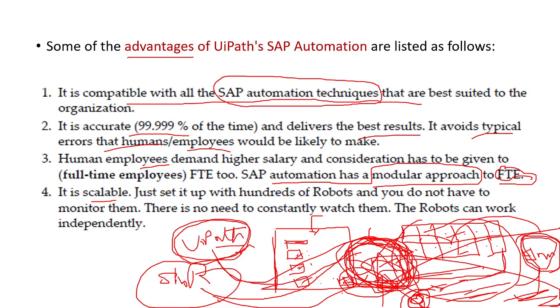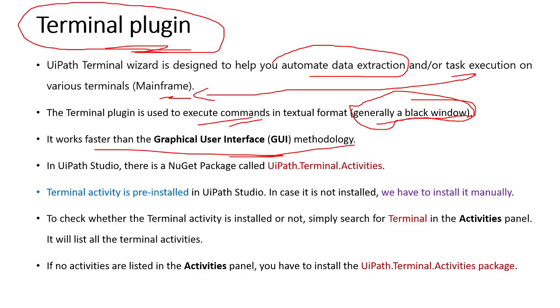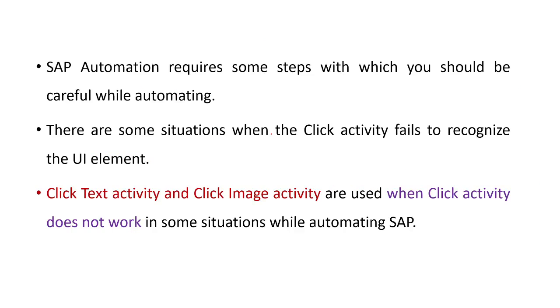I hope through this video we learned two plugins. One is the terminal plugin, which helps us to extract data automatically or to execute tasks on the terminals, and then we shall learn something about SAP automation in this class. So in the coming video I will give a better example and still more clarity on SAP automation, and how we can actually use SAP automation in UiPath Studio.